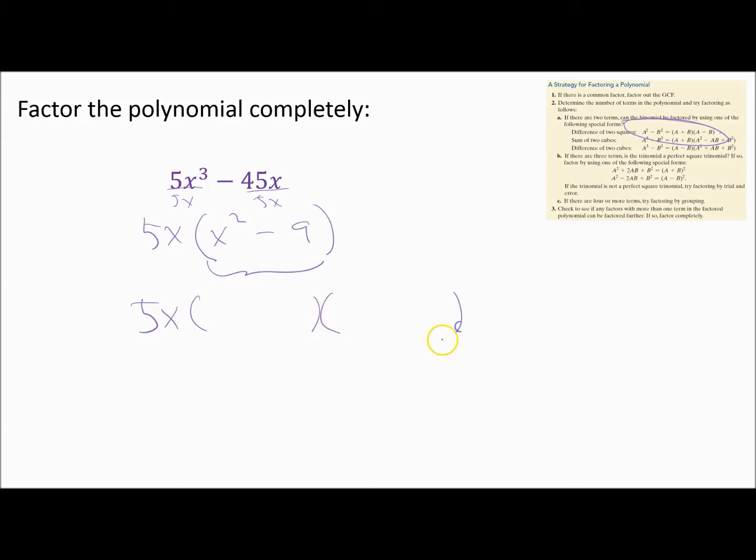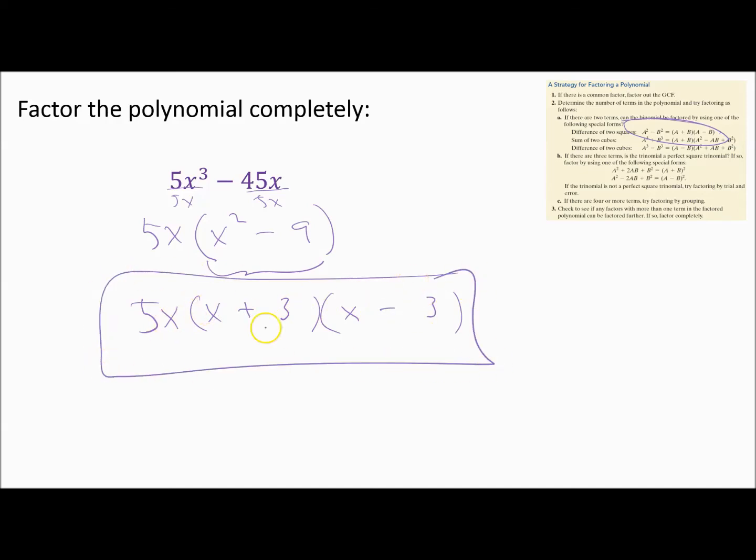And when you have a difference of squares, now how do you know that? First of all, difference means subtraction. x squared is a perfect square, so I take the square root of x squared, that goes in the first position. And then 9 is a perfect square, so the square root of 9 is 3, that goes in the second position, and you have to have it memorized that one's plus and one's minus. And this is what we call completely factored, because none of these factors will factor further.